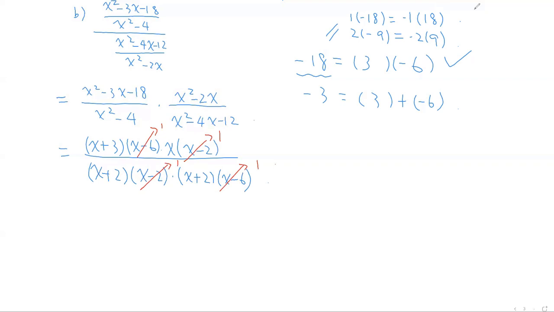X plus 2, x plus 2: here it is not a factor of the numerator, right? Both are in the denominator. So you have x plus 2 squared in the denominator, and x times x plus 3 in the numerator, right? Okay, thank you.